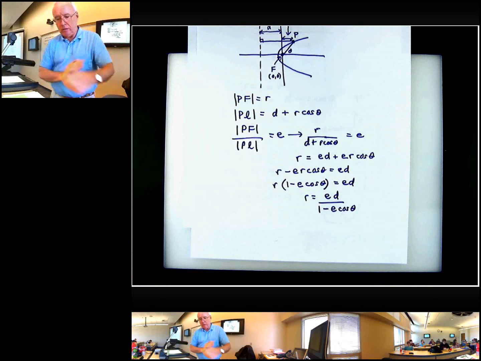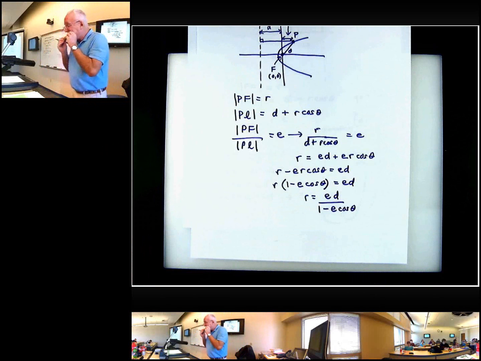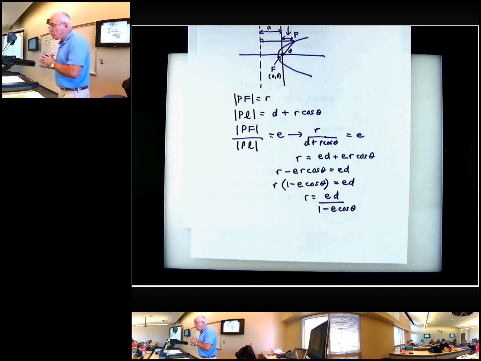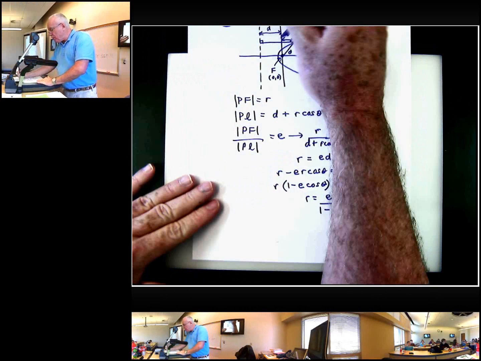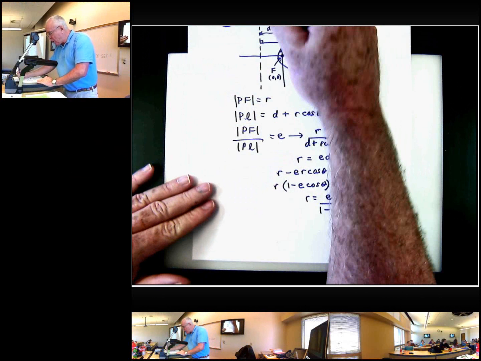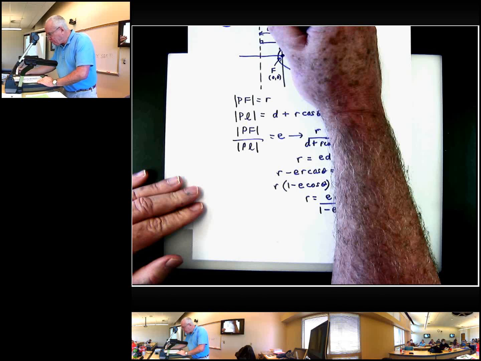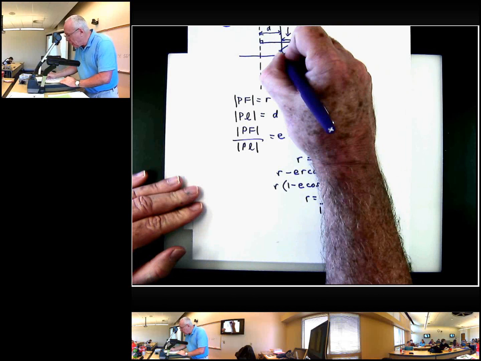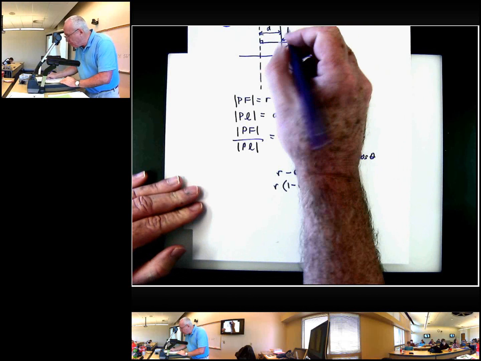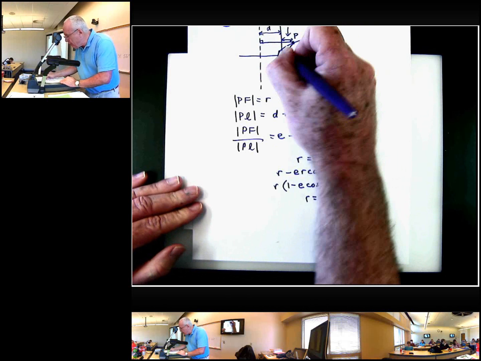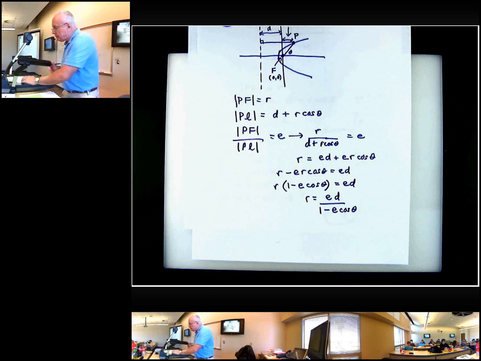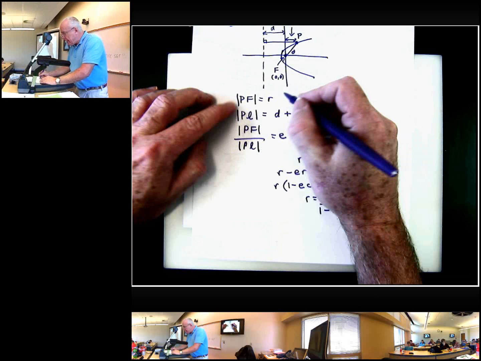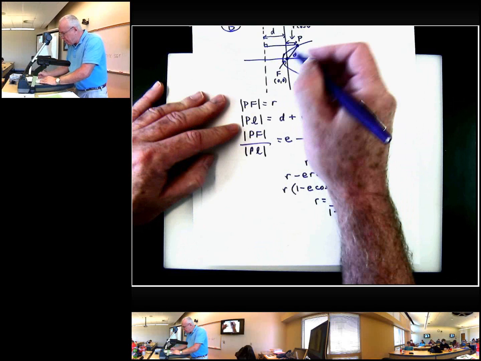Yes? What if the point was on the other side? What if the point was on the left side? It would still work out. In other words, what if the point were here? Let's see what we would have there. All right, the distance from here to here, the distance of PF, would still be R, right? And here PL, what would PL be?